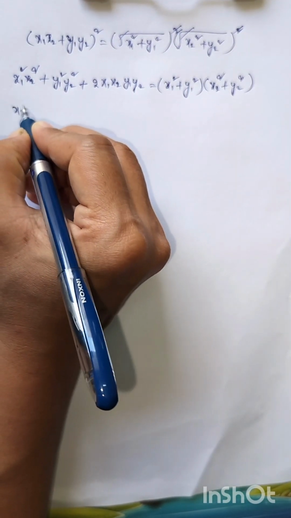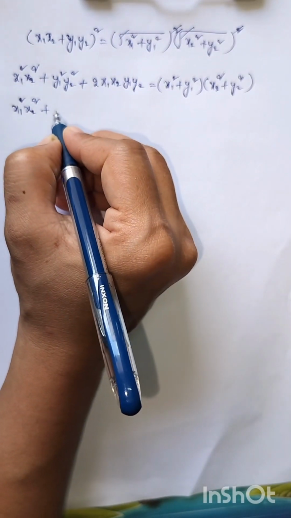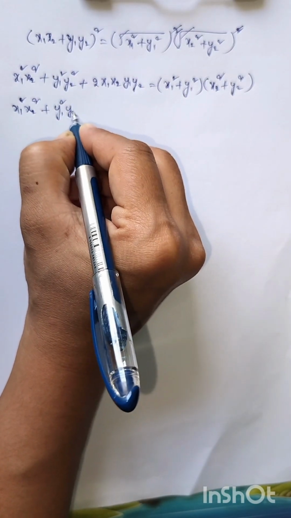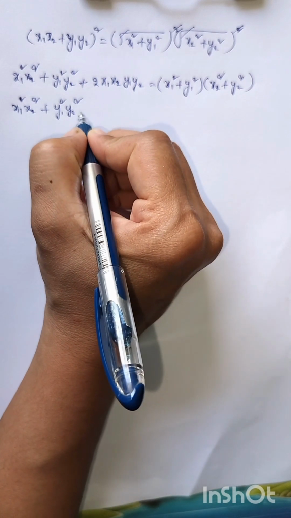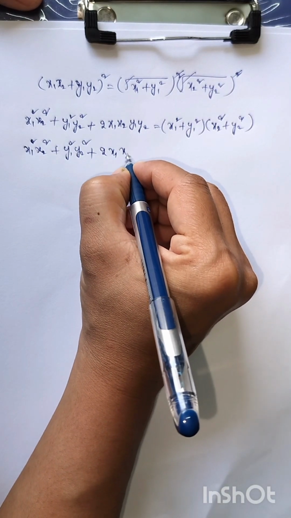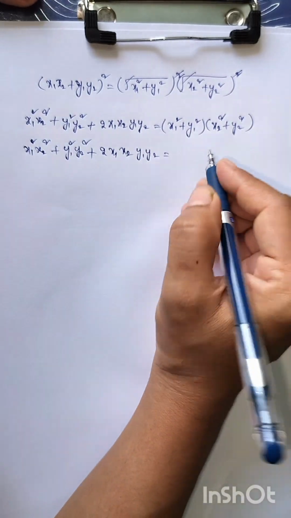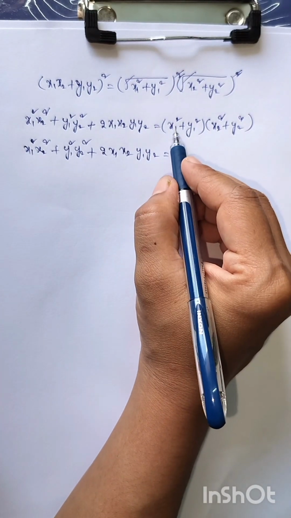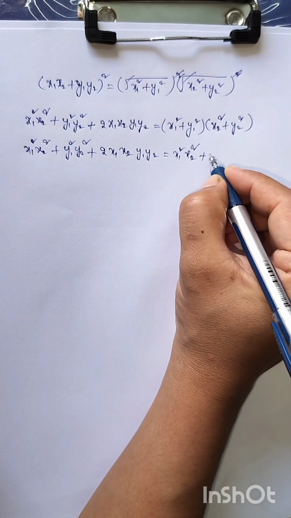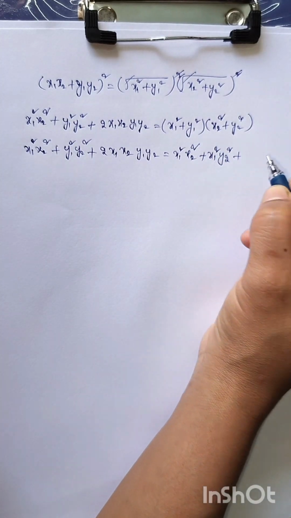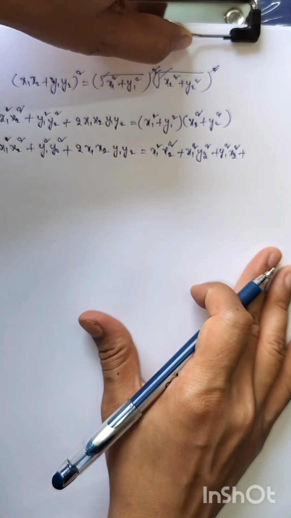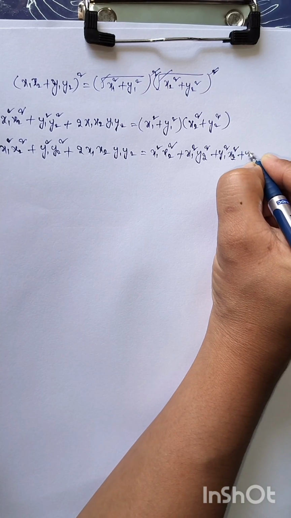Here x1 square x2 square plus y1 square y2 square plus 2 x1 x2 y1 y2 equals, multiplying these two terms: x1 square into x2 square, x1 square x2 square, plus x1 square into y2 square, x1 square y2 square, plus y1 square into x2 square, plus y1 square y2 square.